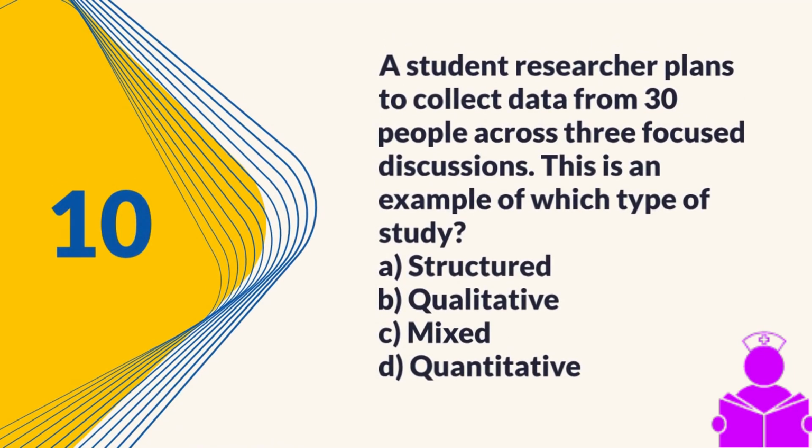10. A student researcher plans to collect data from 30 people across 3 focused discussions. This is an example of which type of study? A. Structured, B. Qualitative, C. Mixed, D. Quantitative.